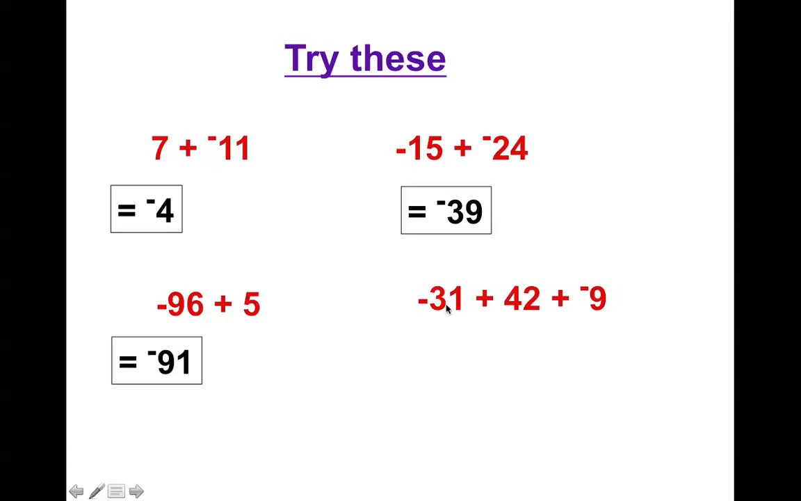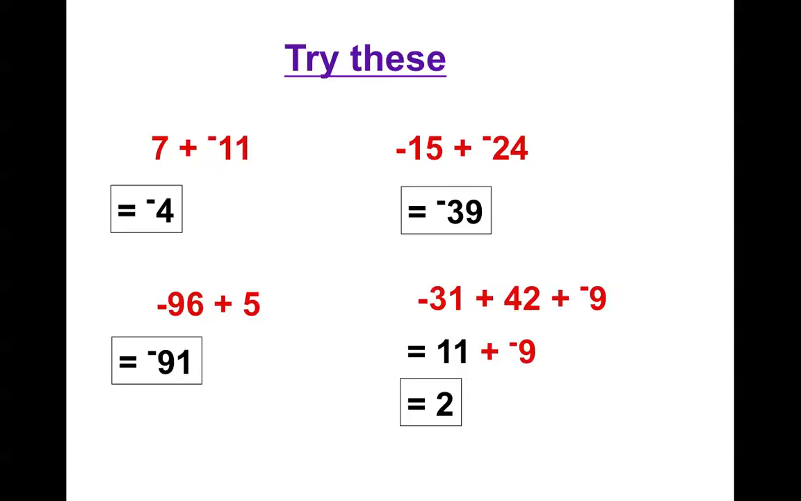If we make a longer problem, you just have to do it step by step. We have negative 31 plus positive 42. They're different, so we subtract. The difference between them is 11, and there are more positives, so it's positive 11. Now we have another problem to do. Negative 11 and positive 11 and negative 9, they're different. We subtract. We get 2. There are more positives. That's why the answer is positive 2.